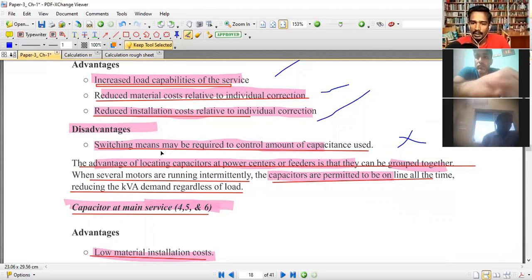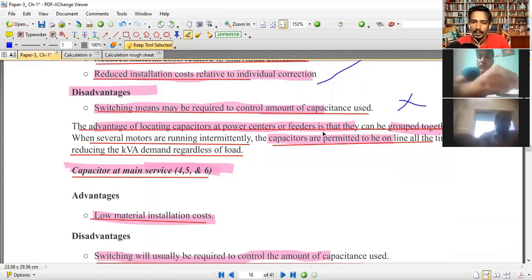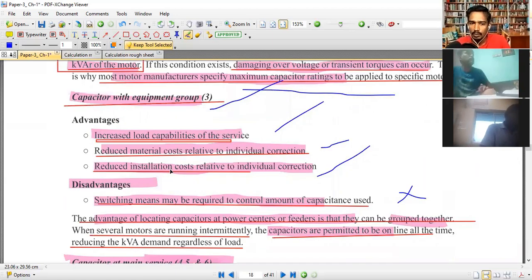Switching means we may require controlling the number of capacitors used. It is not possible. The advantage of this location is that it is a power center of feeders. They can be grouped together. The main important advantage is that they are used for grouping the capacitor bank, giving better voltage improvement and power factor improvement.